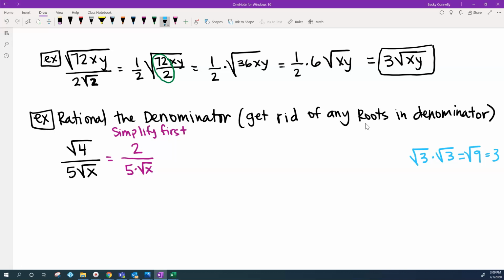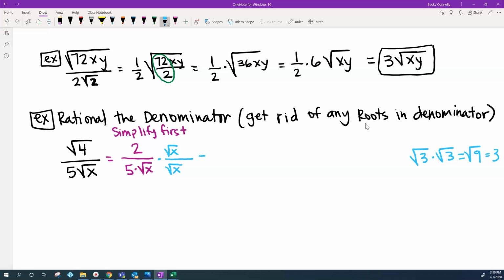Okay, so on this next part, I'm looking at the denominator here, and I'm saying if I multiply that denominator by the square root of x, then the square root of x times the square root of x is the square root of x squared, which is just x. So there's no longer any square roots left on the bottom. But whatever I do to the bottom, I need to do that same exact thing to the top.